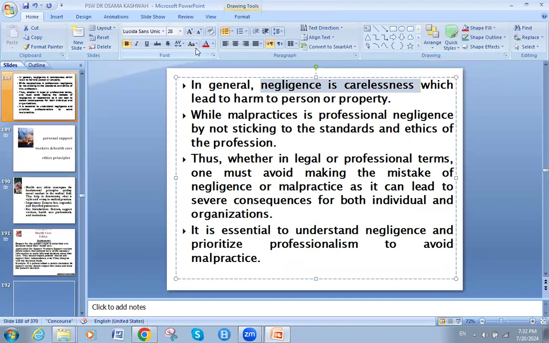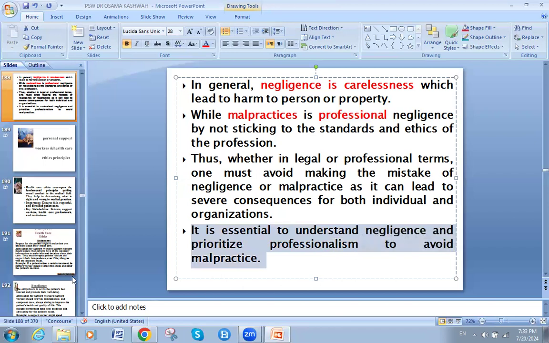So negligence is carelessness, like we see here. But malpractice is professional. Like I said before, malpractice is professional, and this is the difference between them. It is a professional negligence. If I'm not sticking to standards, I'm not doing the work as supposed to be, then we call it malpractice. For a PSW, you must avoid making the mistakes of negligence or malpractice, as they can lead to big problems, severe consequences for the clients. It is essential to understand negligence and prioritize professionalism. Always be professional to avoid malpractice.